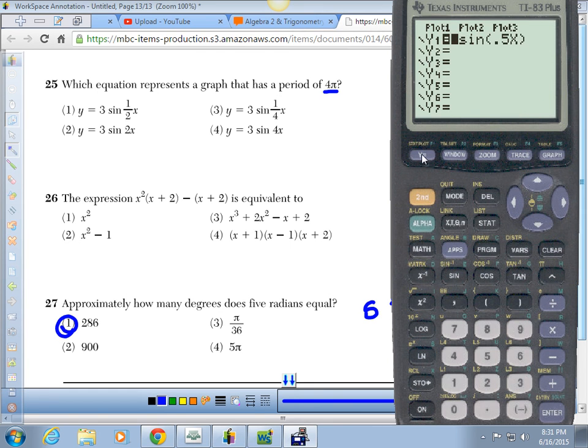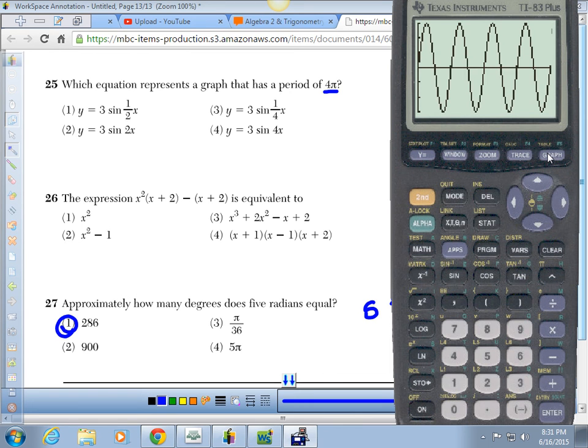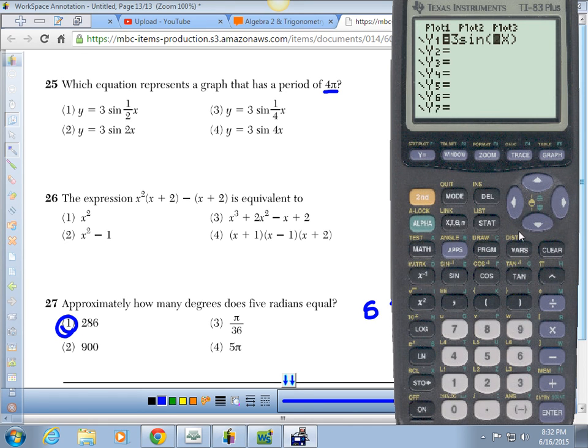Okay, check out this one. Number 2, 3 sine 2x. If this has a period of 4 pi, I'm going to see one full cycle on my graph. Do I see one full cycle? No, I'm seeing a lot of cycles there, aren't I? Okay, 1/4 of x. 0.25x. Not going to see a full cycle, am I? Nope, same one. Okay, so we can check these out graphically.